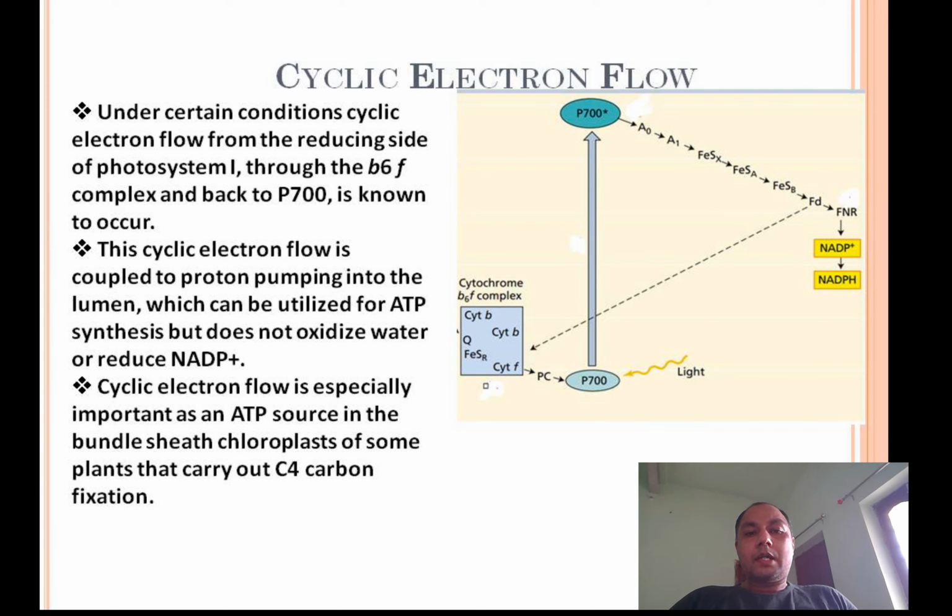So it actually happens under certain specific conditions, and such energy becomes important for C4 plants, where the organic acids C4 and C3 have to move between the mesophyll and the bundle sheath, which requires extra energy. So the importance of cyclic electron flow is basically considered for C4 plants, which we will see later on.